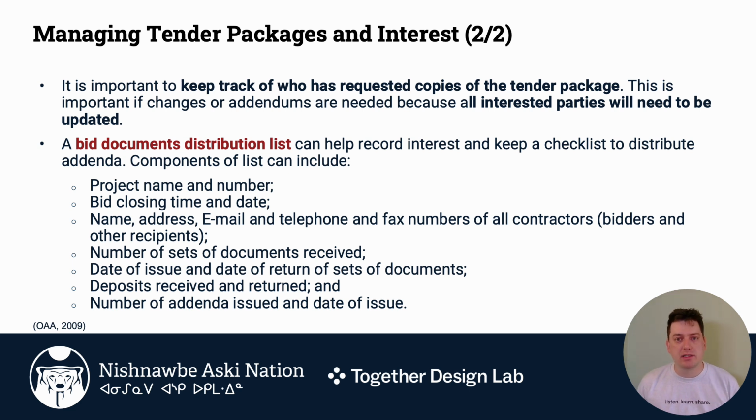We're returning here to some of the core principles of this course about transparency and fairness, and the only way that you can ensure transparency and fairness is by keeping track of who has requested copies of the tender package and making sure that you're able to inform everyone who has that package in the same way. So that means just keeping a ledger, and I'll show you an example on the next slide of a ledger that has contact information for each potential bidder.